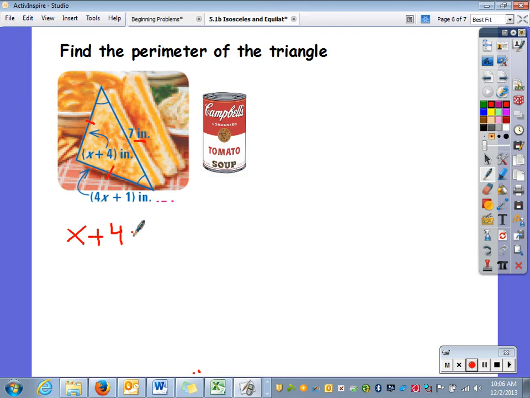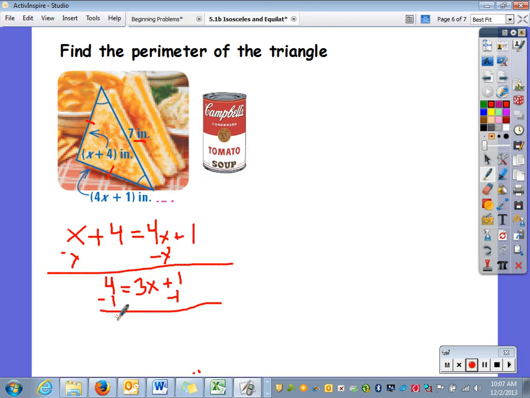x plus 4 equals 4x plus 1. Alright, so I can minus x here. So we're just going to solve this equation. So I get 4 equals 3x plus 1, minus 1, 3 equals 3x, divide by 3, x equals 1.